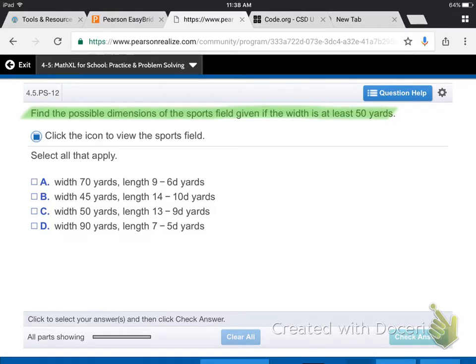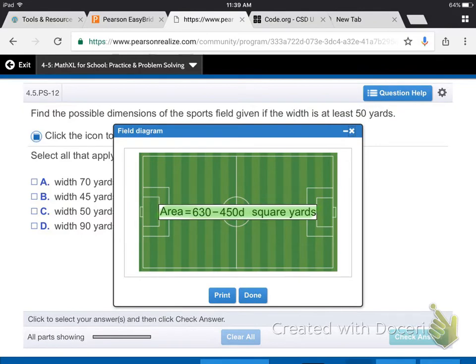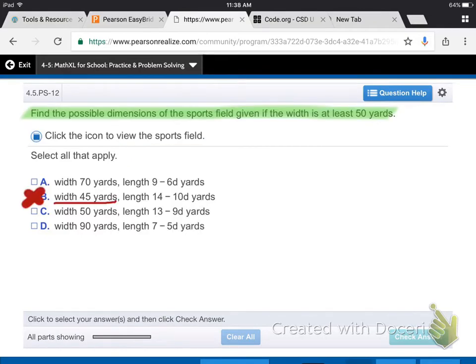Well, we know right away that it can't be B. Do you see why? Tell me why. Take a minute to think about it. Good, if you thought that the width being 45 yards is too narrow, you were right. Can't be that. Okay, so let's see. What was the 630 minus 450d? I'm going to go ahead and write that down here. Now, can we think of a GCF for 630 and 450d?